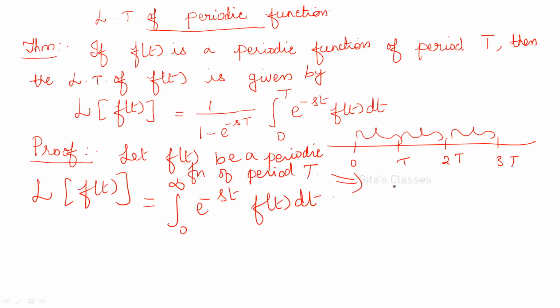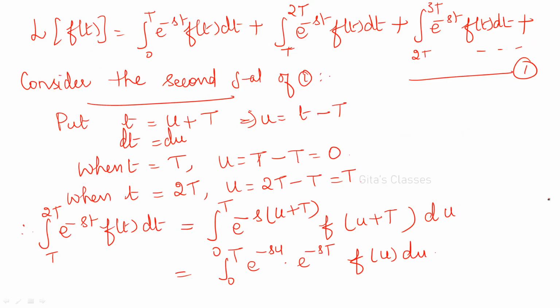This implies f of t is equal to f of t plus T, equal to f of t plus 2T, and so on, right? So, f of t plus T is equal to f of t. In the place of t, I have small u. In the place of small t, I have small u. No problem, because it is a dummy variable.